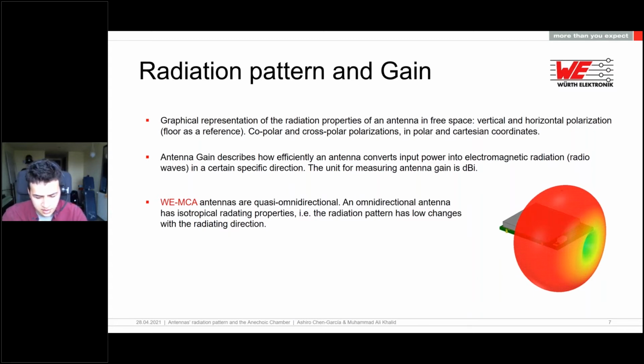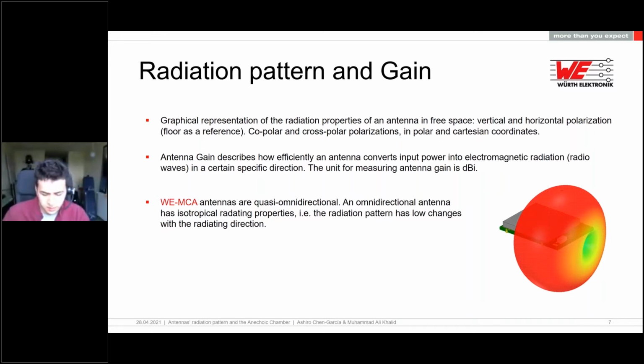The MCA antennas are omnidirectional antennas, as you can see in the picture here below from a simulation. That means that they have isotropic radiation properties, which means that they can radiate in all directions, and the pattern has low changes with the modification of the direction.